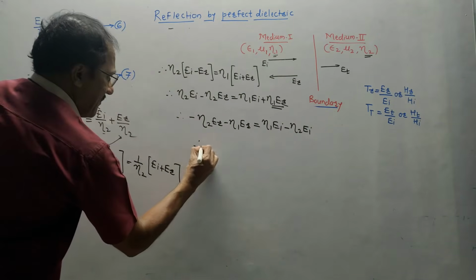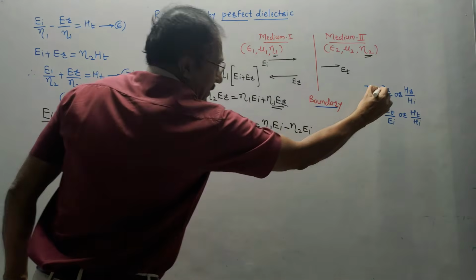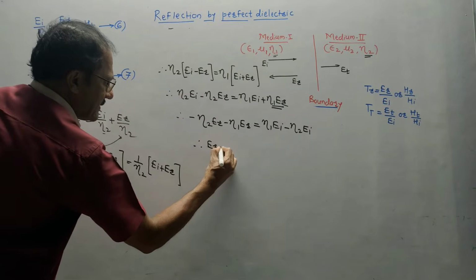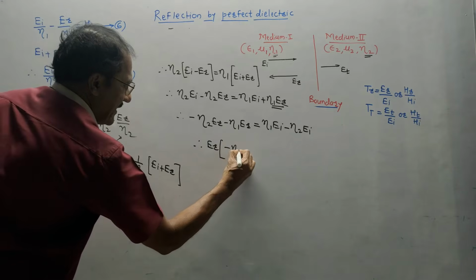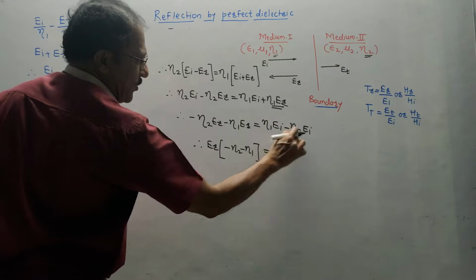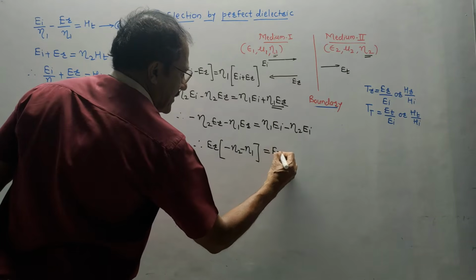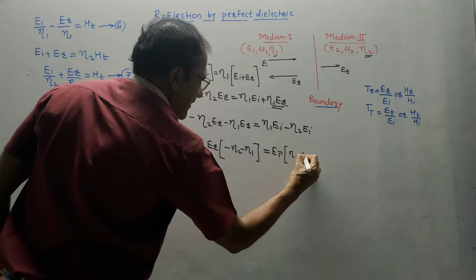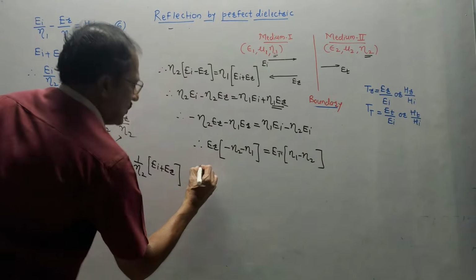What is my aim? We want the ratio ER upon EI, so take ER common from this. So you will be getting minus eta 2 minus eta 1 is equals to, take EI common from the RHS, so EI in the bracket eta 1 minus eta 2.